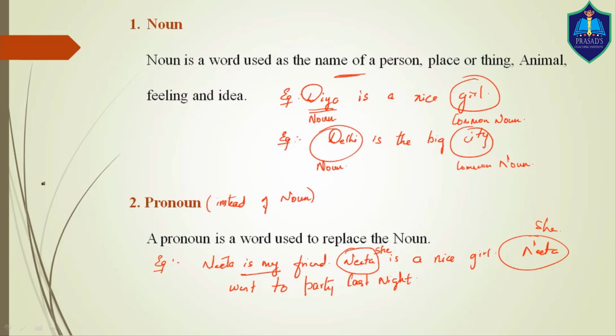One more example I'm taking over here: The books are where you left them. This is another example for pronoun. Here them is a pronoun which is used instead of books. Hope you're understanding. So let's move on to the next slide now.